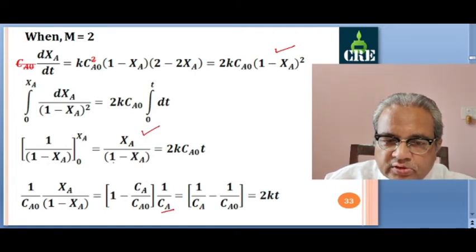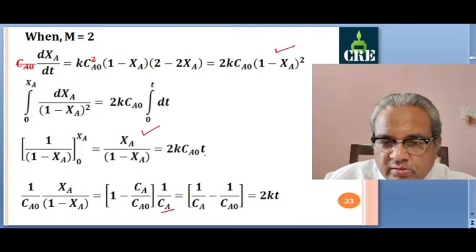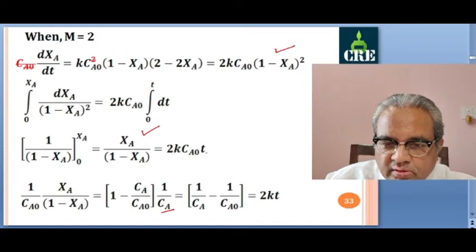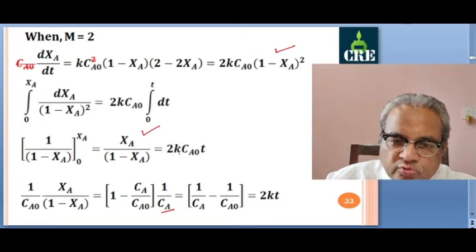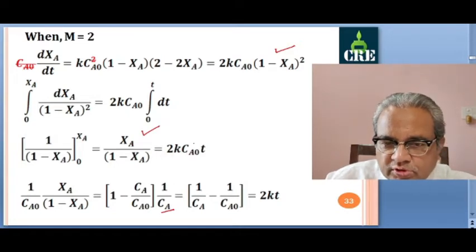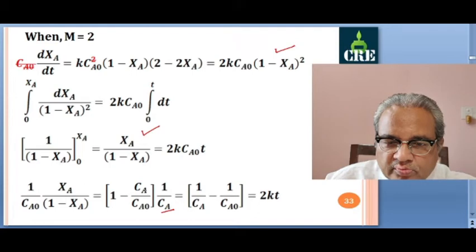So we have expressions of the form y is equal to mx. This is y, xa by 1 minus xa. You consider t, plot it on the x axis and this on the y axis. It is a line passing through the origin, and the slope will give you 2k Ca0. You know Ca0, so k you can always find out.